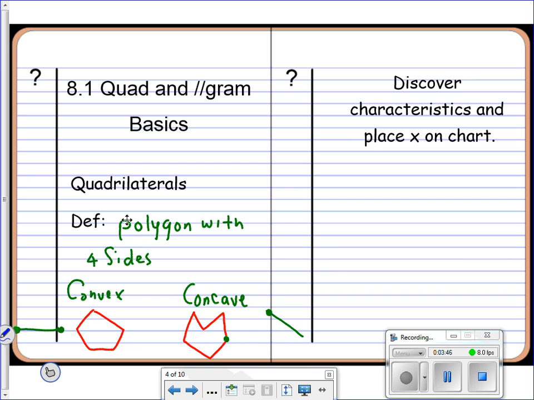Convex polygons, as I like to describe them in a simple way, are polygons where all the sides push out, versus concave polygons, where there are sides that can be pushed in. A star is another example of a concave polygon. That's a horrible star.